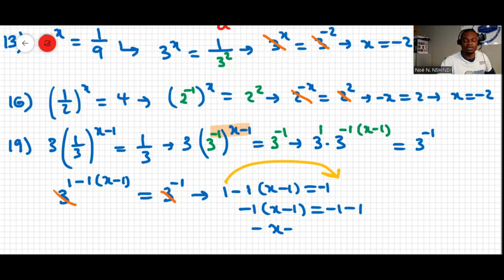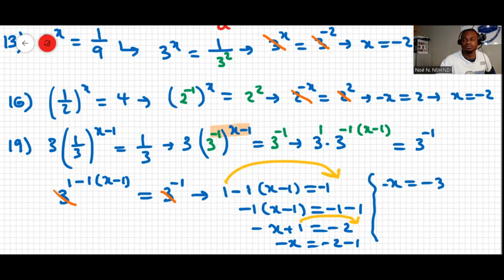Negative x, negative 1 times negative 1 makes positive 1 equal to negative 2. Now, if I move also this positive 1 over, it becomes a negative 1 there, so it makes negative 1 minus 1. And then we have negative x is equal to negative 3. And then that means x equal to positive 3. If negative x equal to negative 3, this means that we times the whole thing by negative 1. If I move the negative over, it will change the sign, so it becomes x is equal to 3. Okay.